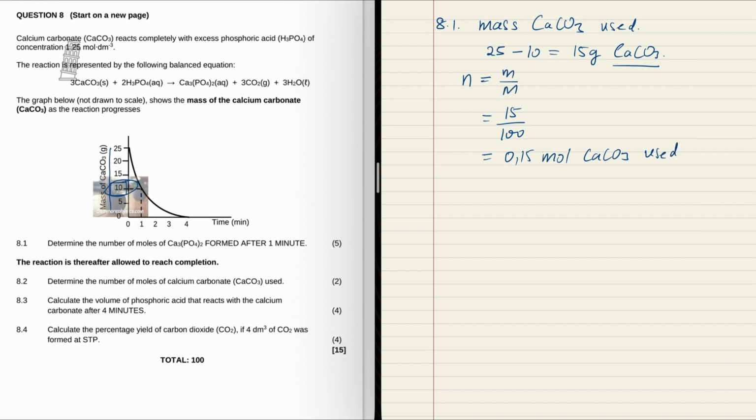used. Now we can do a mole ratio. So the ratio of calcium carbonate to calcium phosphate is 3 to 1 from the reaction. So if I have 0.15 here, I'm going to call that x. I can cross multiply. So 0.15 times 1 is 0.15, 3 times x is 3x. That means x is equal to 0.05 moles.